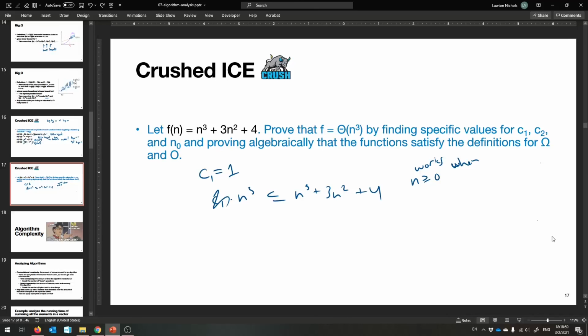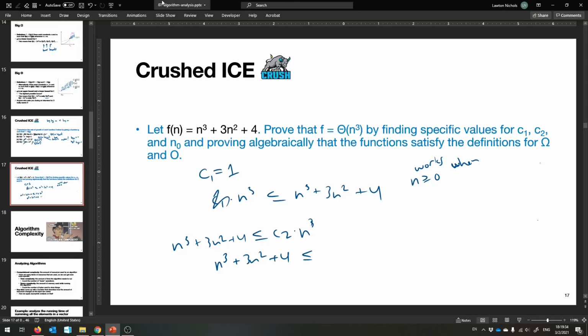Okay, so we have to find some number such that n cubed plus 3n squared plus 4 is less than or equal to C2 times n cubed, because that's what our upper bound should be. It's going to be big O. Now we need to find this number. What in the world can this C2 be? And the idea is, let's start with this. n cubed, and there's a trick. n cubed plus 3n squared plus 4.